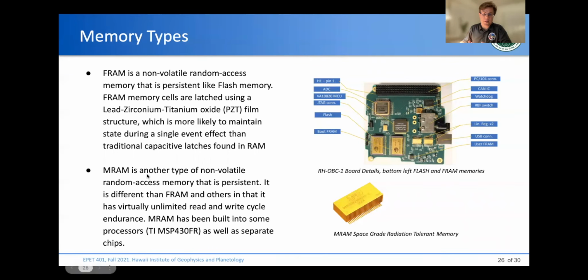The other memory that can be used is MRAM, which is also a non-volatile random access memory that is persistent. So the PyCube has a type of MRAM implemented in it.